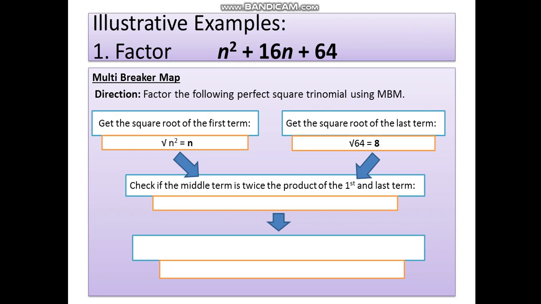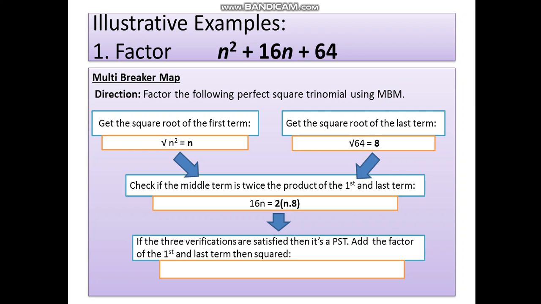So check if the middle term is twice the product of the first and the last. Our first is n multiplied by 8, then twice. So the result is 16n, which is correct. Then if the three verifications are satisfied, it is a perfect square trinomial. So you add the factors of the first and the last term. Since our trinomial uses a positive sign, we have n plus 8 quantity squared as our answer. So that is the factor for number 1.